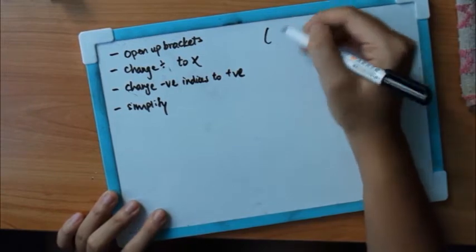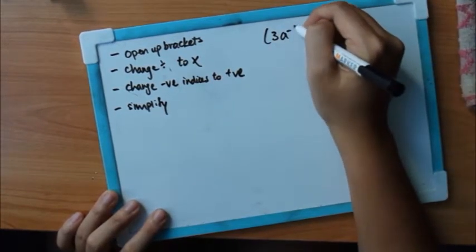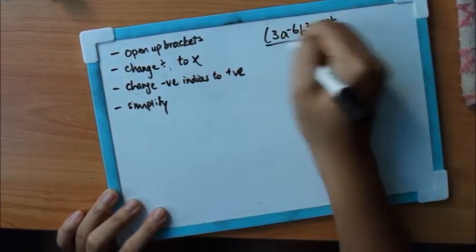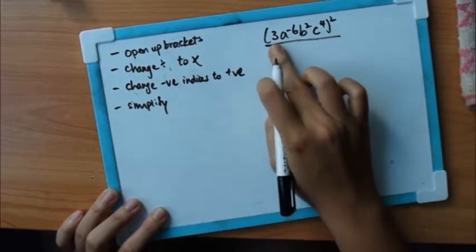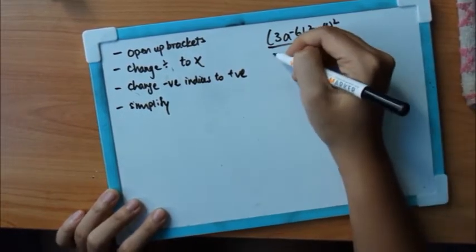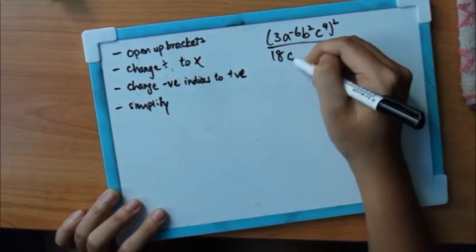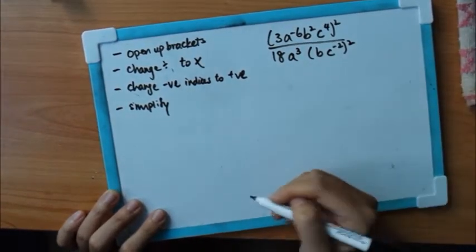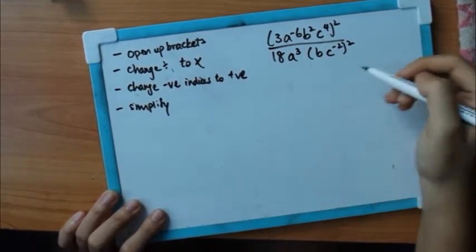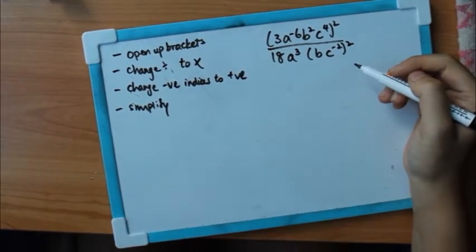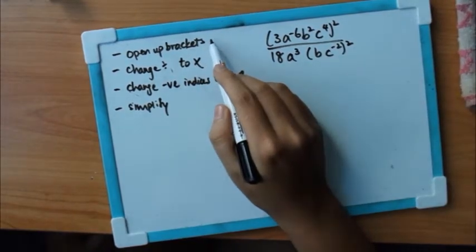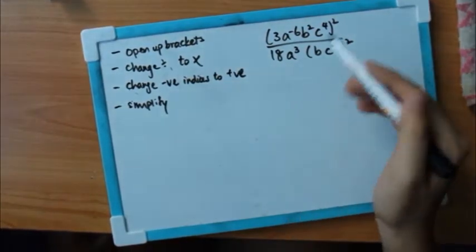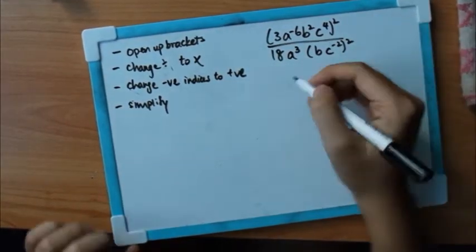Let's just say (3a^-6 b^2 c^4) squared, this whole thing I square. I'll give another one, maybe 18a^3 b c^-2 squared, like this maybe, okay? A random expression. Now first thing I suggest you do is to open up the brackets first, okay? There's a slight exception to this, I'll explain it later. First thing you do, open up brackets first.